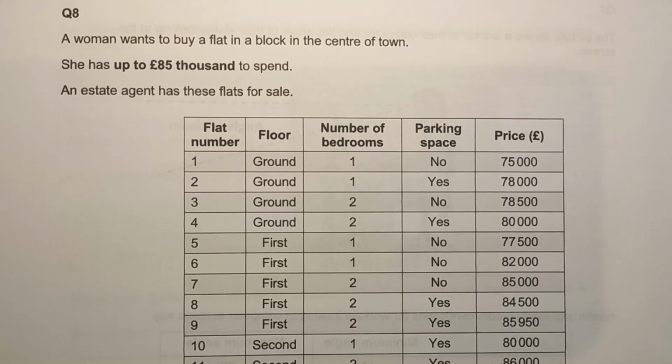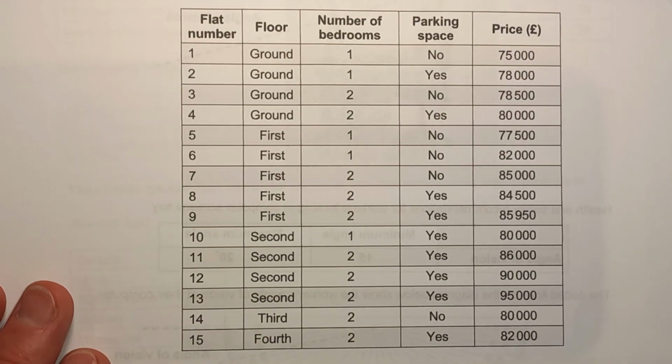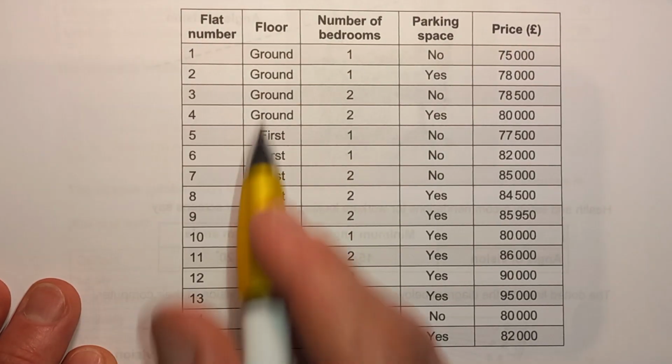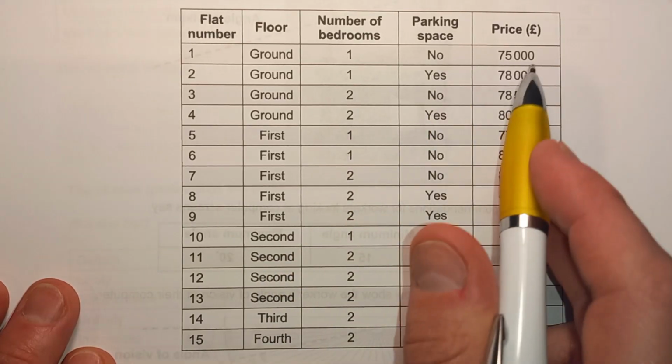Question 8. A woman wants to buy a flat in a block in the centre of town. She has up to £85,000 to spend. An estate agent has these flats for sale. Okay. We've got the flat number, what floor it's on, number of bedrooms, whether it's got a parking space, and the price.